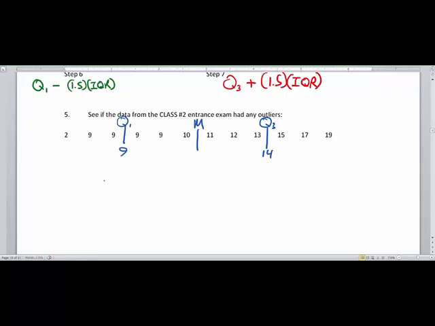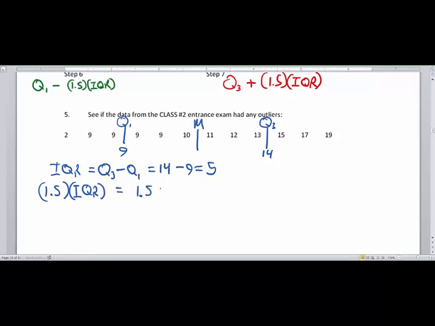Okay, so then we're going to find our IQR, and our interquartile range is going to be our Q3 minus Q1. And in this case, our Q3 was 14, and our Q1 was 9. 14 minus 9 is 5. Then we take our 1.5 and multiply by the IQR, which is equal to 1.5 times 5, which gives me 7.5.